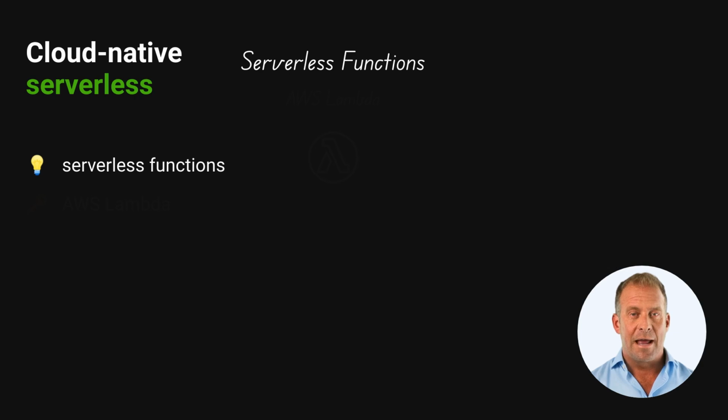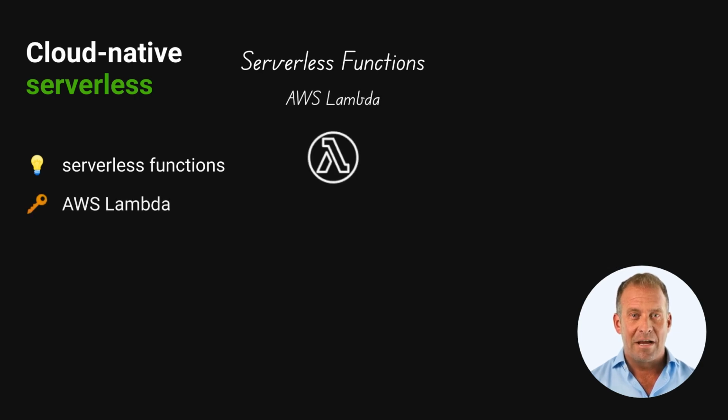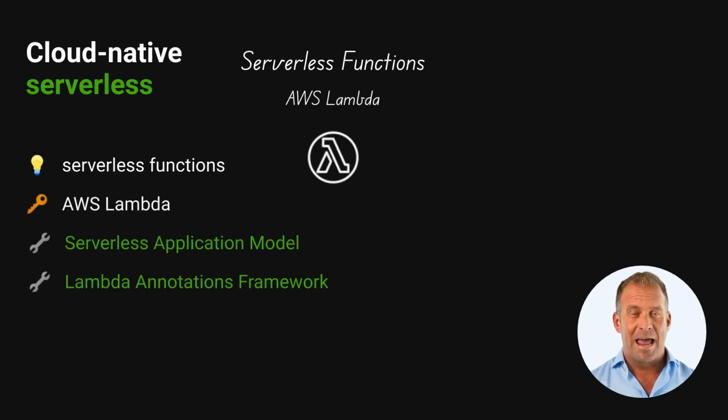Cloud native is about modern applications that target cloud computing environments, where they can take advantage of serverless compute and event-driven architecture. Let's focus first on serverless. You can re-architect to serverless functions using AWS Lambda. Take advantage of our tools, including the serverless application model that speeds up development, Lambda Power Tools, and the Lambda Annotations Framework for .NET. Now there is another way to go serverless.